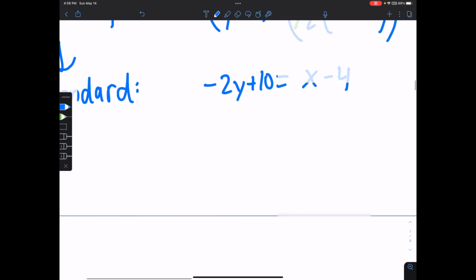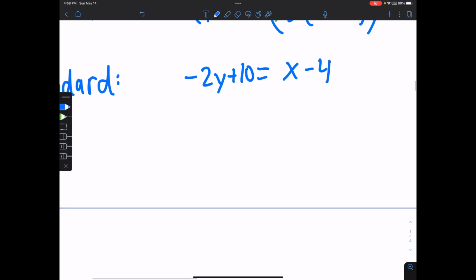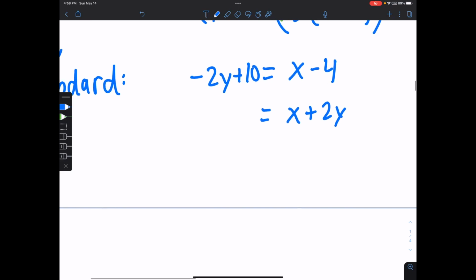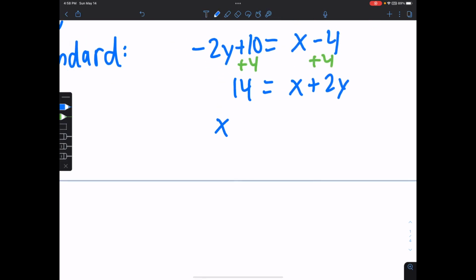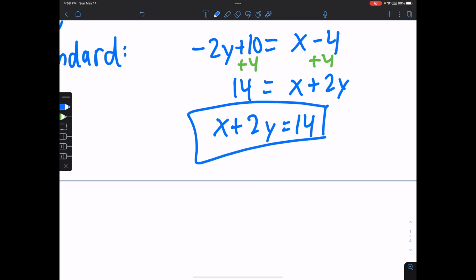And then if we put all of the x and y's to the right side, we get x plus 2y, right? Because we're adding. And then if we add 4 to both sides, we will get 14 on the left side. Switch it around, then boom, we got a standard form, right?